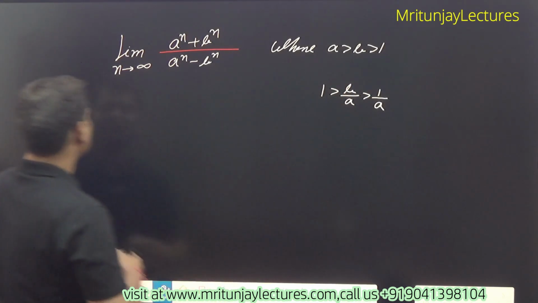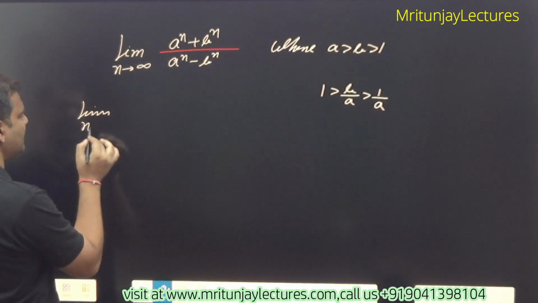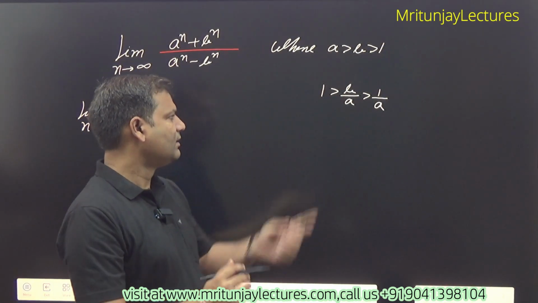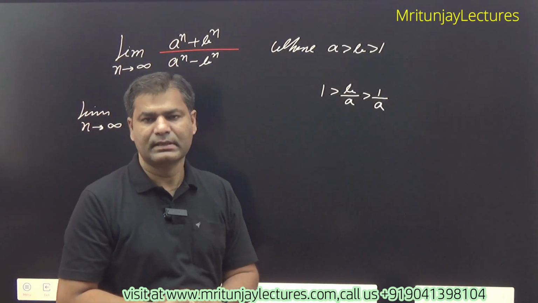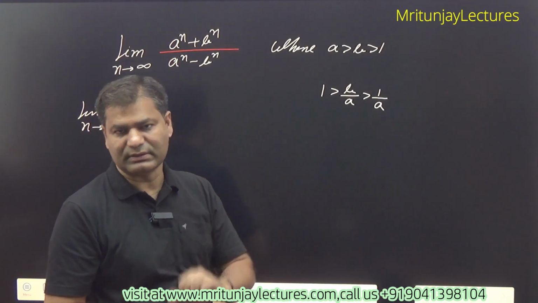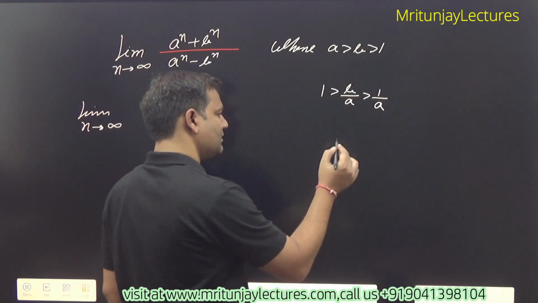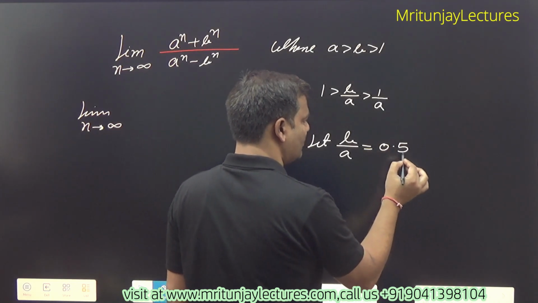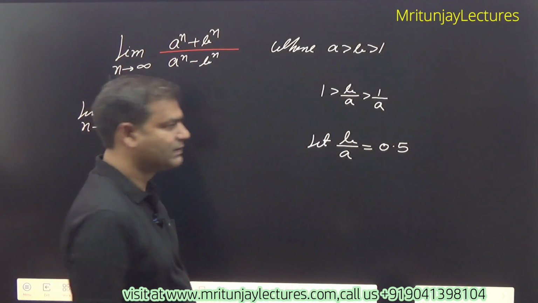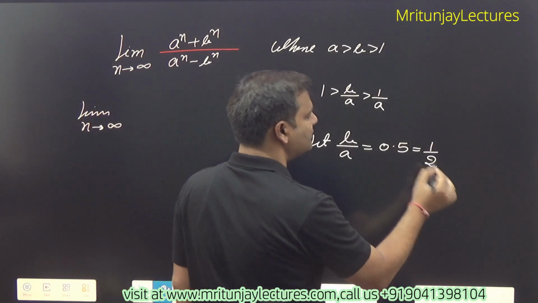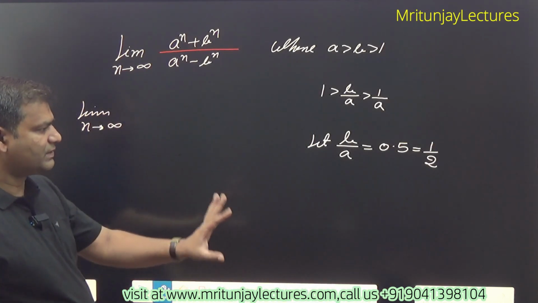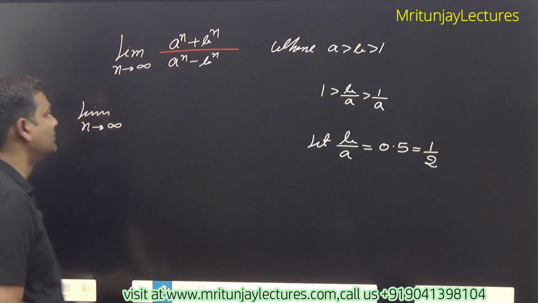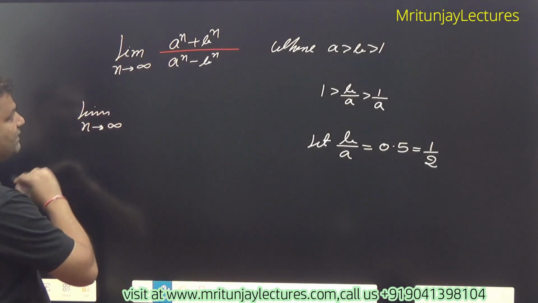Okay, now look here, limit n tends to infinity. What is the meaning of that? Simply 1 is greater than b by a, or you can say that b by a is less than 1. Suppose b by a is 0.5, and 0.5 is less than 1. I hope that is clear. Or you can say 1 by 2. For simplicity we have taken the value 1 by 2. b by a is 1 by 2.